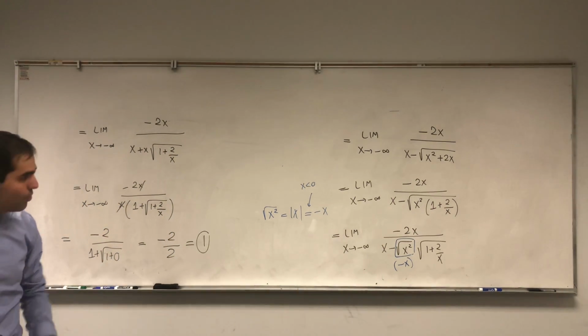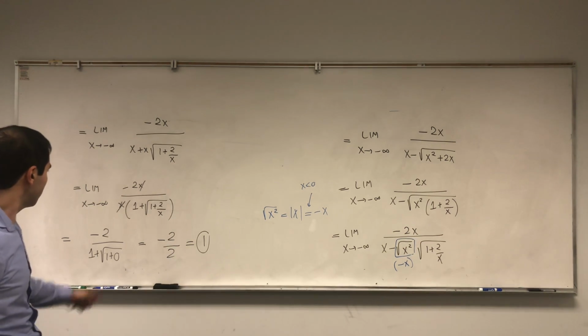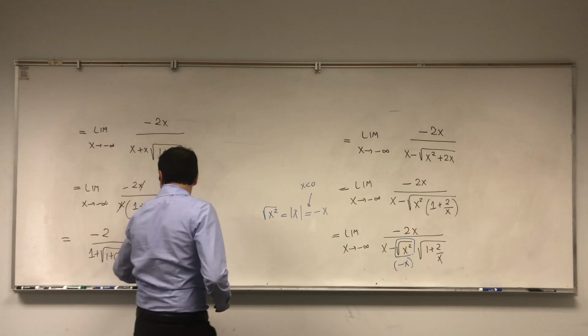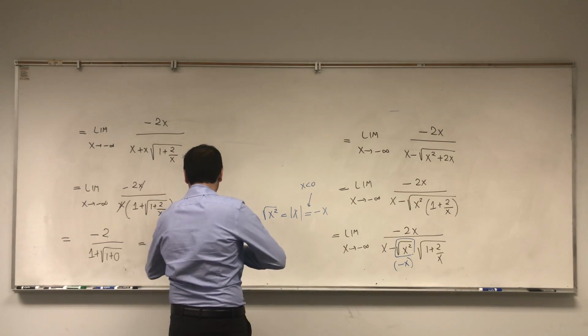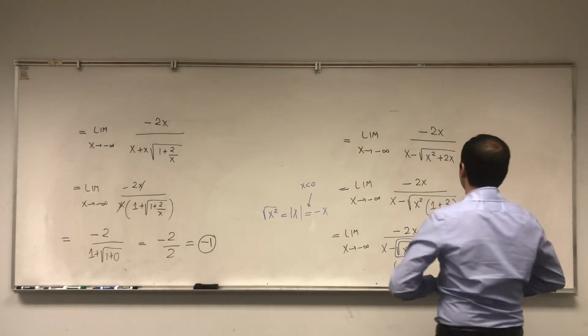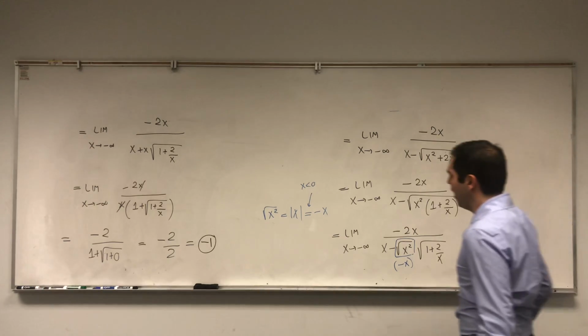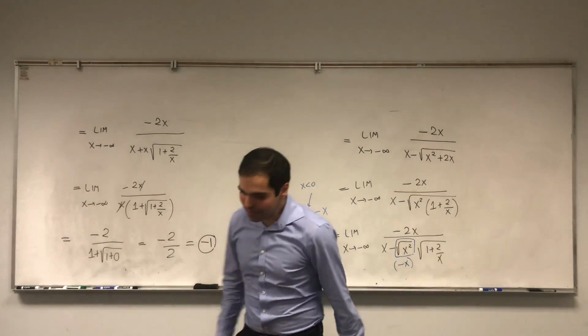So I think that's what it is. Let me just double check. So minus 2. And then, I think that's what it is. I'm sorry, I forgot about that. Okay. Minus 1. Yeah, okay, I think that makes sense. Okay. Yeah, all right. Sorry about that.